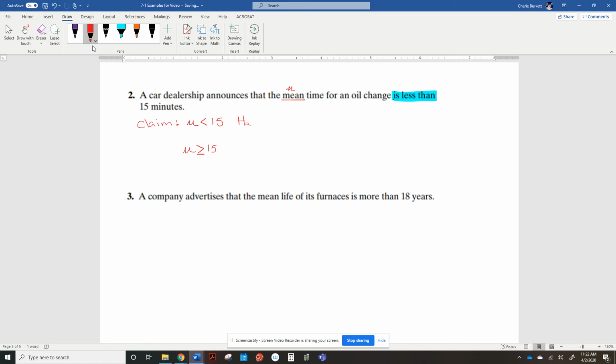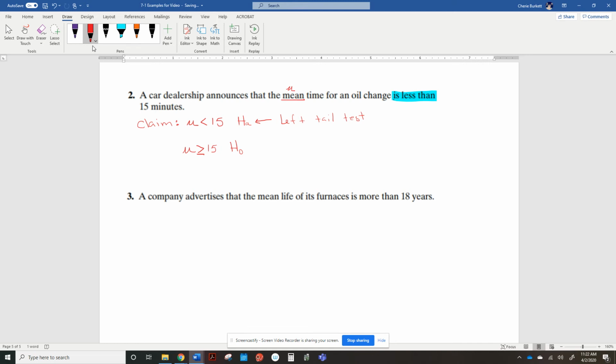This one did not have the bar. That means that one has to. This one is the one that contains equality. So this is my null hypothesis. Now, this is the one that we look at to determine what kind of test. It is a less than symbol, so that means it is a left tail test.